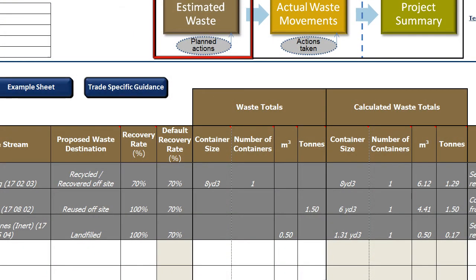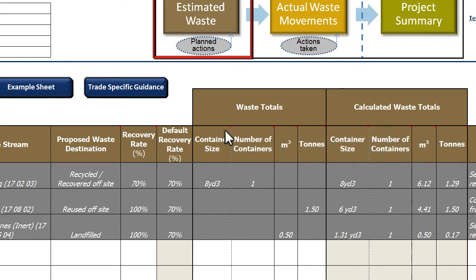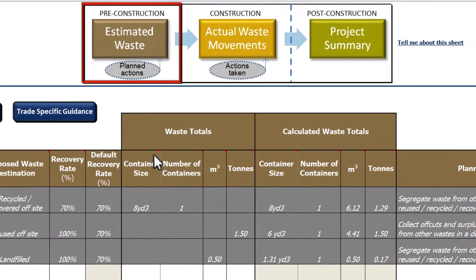You may notice that certain cells have small red arrows in their top right corners. These indicate where further guidance information is available. To reveal the information, hover your mouse over the cell. The next tab is the Actual Waste Movements tab.